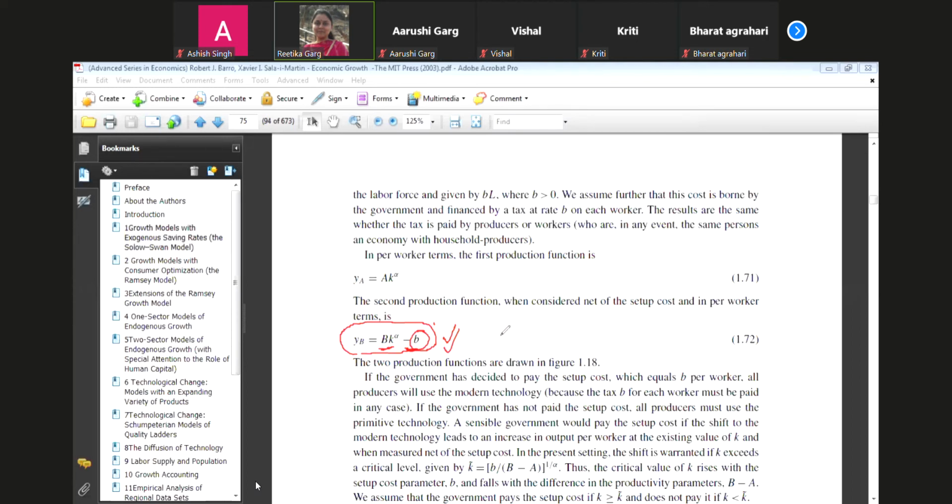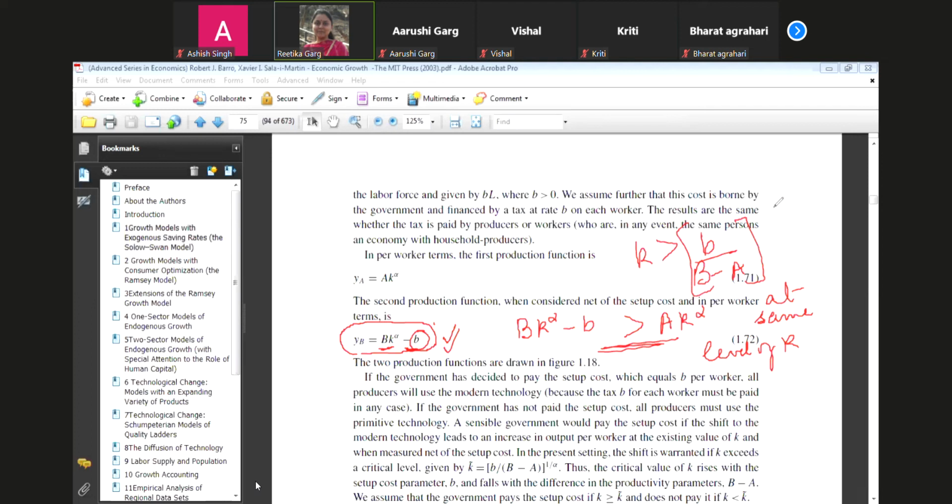But the question is, when will the government install this technology? The idea here is that if B k to the power alpha minus b is greater than A k to the power alpha at the same level of k, then the government decides to invest in the new technology. If you solve this inequality, you will end up with k greater than (b upon B minus A) to the power 1 upon alpha.